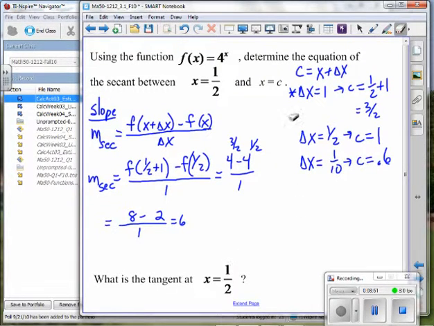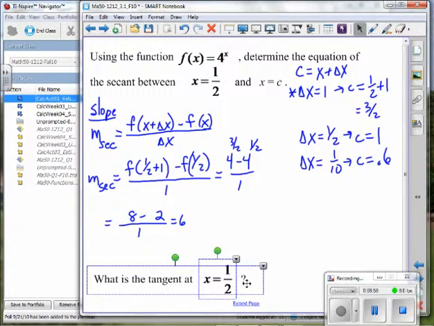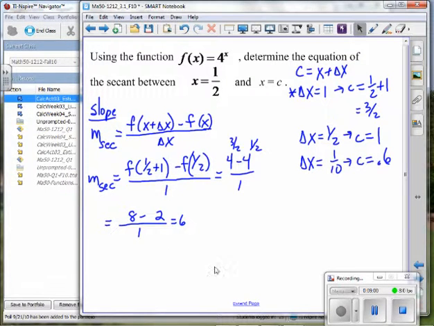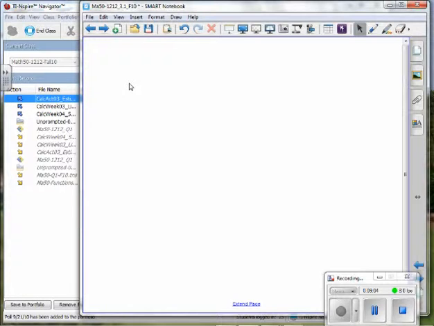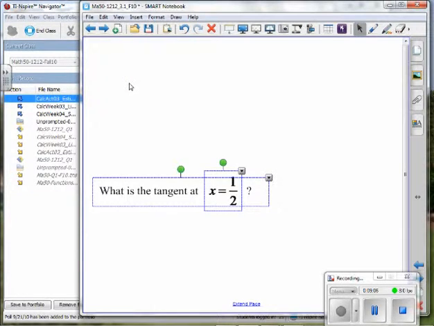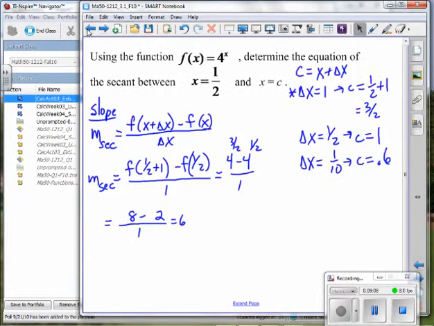Did I write the equation of the line? Not yet. Yeah, you're right, not yet. Let me move this so we can, there we go. Okay, but I have my slope. Now what do I have to do to write the equation of the line? Well, I've got to go back and remember how I write the equation of the line.